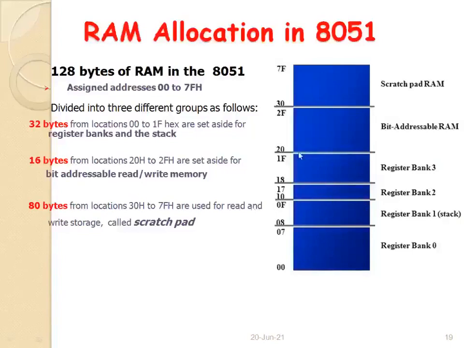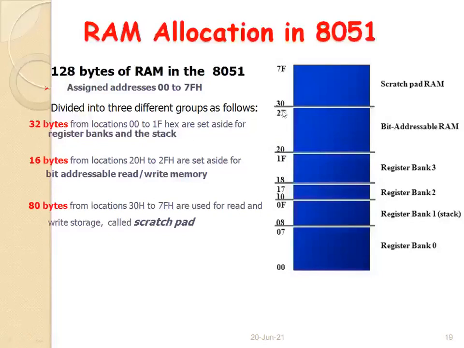The next part, the location from 20 to 2F, is the bit addressable RAM. These 16 bytes of locations, from 20 to 2F, are set aside for bit addressable read-write memory. That is the most important feature of 8051. Each and every bit from every location can be accessed by the user. You can use the overall 8 bits at a time by putting the address 20, or 20 is again divided into 8 cells and you can access each and every bit. So it is known as the bit addressable RAM.